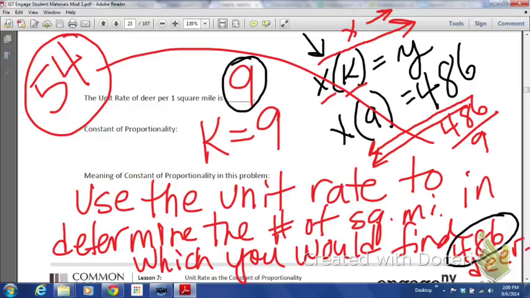Actually, hold on a second. Is that right? That is right. That's the number of square miles in which we would find 486 deer.